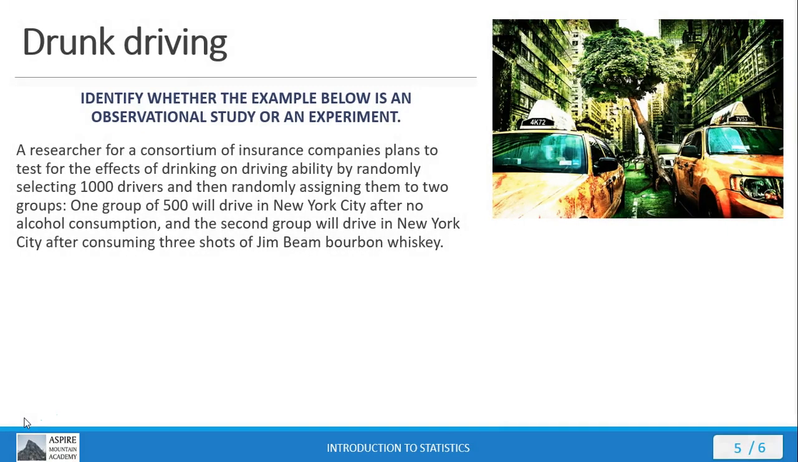Okay, let's take a look at another example. A researcher for a consortium of insurance companies plans to test for the effects of drinking on driving ability by randomly selecting 1,000 drivers and then randomly assigning them to two groups. One group of 500 will drive in New York City after no alcohol consumption, and the second group will drive in New York City after consuming 3 shots of Jim Beam bourbon whiskey. Observational study or experiment? Well, again, we have an experiment because part of the sample receives a treatment.